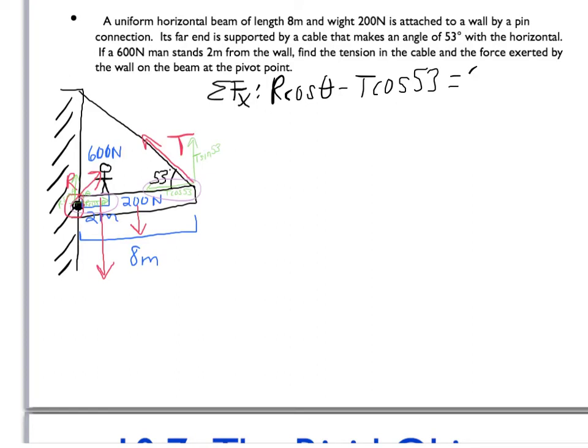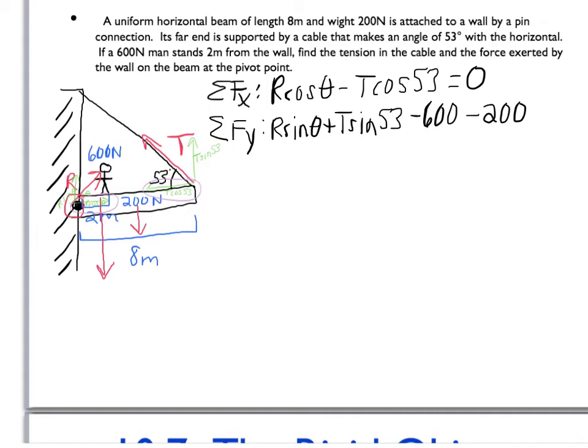And that would have to be equal to 0 if we were in equilibrium. Now if we look at the y direction, going upwards, we have the R sine of theta. We also have the T sine of 53. And going downwards, we have the 600 Newton man and the 200 Newton beam. All of those have to be set equal to 0 as well.